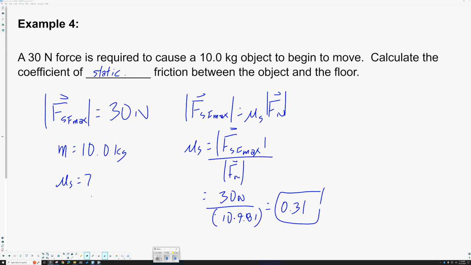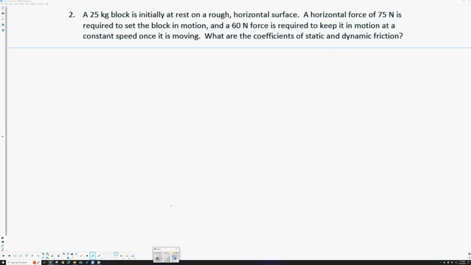Let's have a look at worksheet number 13 now, questions 1 and 2. So we'll get number 2 for us here. There's a 25 kilogram block initially at rest on the rough horizontal surface. 75 newtons is required to set the block in motion. 60 newtons is required to keep it in motion at a constant speed once it's moving. What are the coefficients of static and kinetic friction?